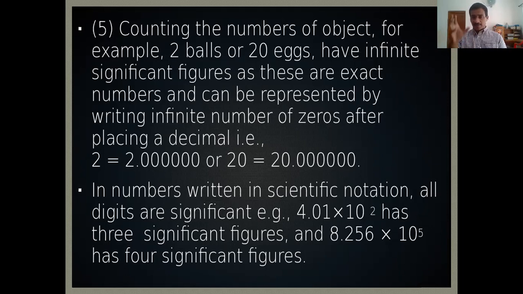20 benches, that is certain. Therefore, that can be represented as 20.00000000. So it has infinite number of significant figures. Again, that point is repeated in numbers written in scientific notation: all digits are significant. Example, 4.01 into 10 raised to 2 has 3 significant figures, and 8.256 into 10 raised to 5 has 4 significant figures.